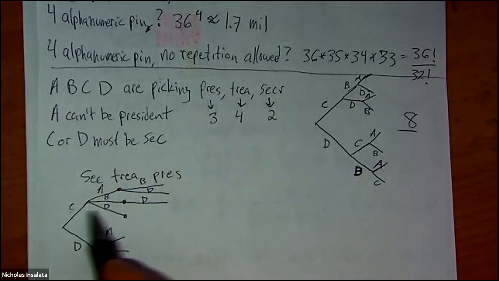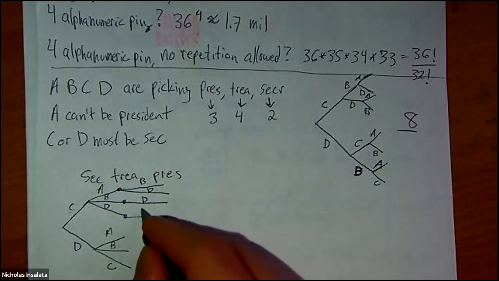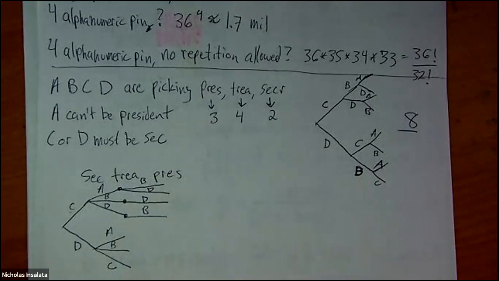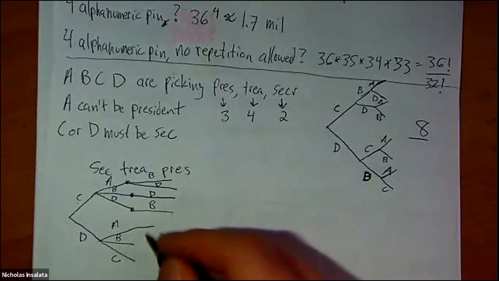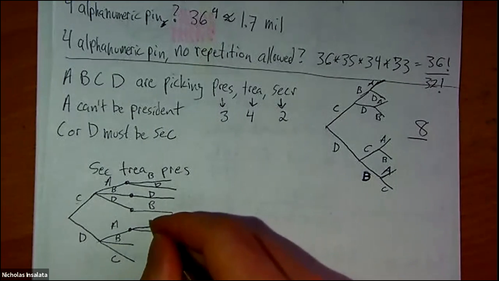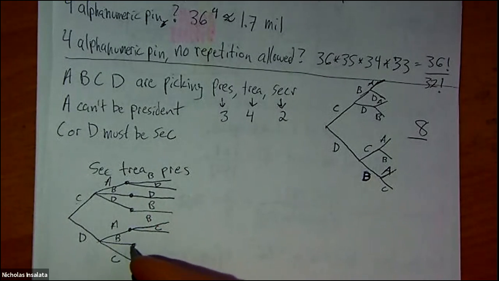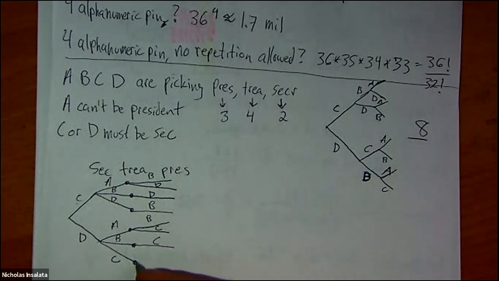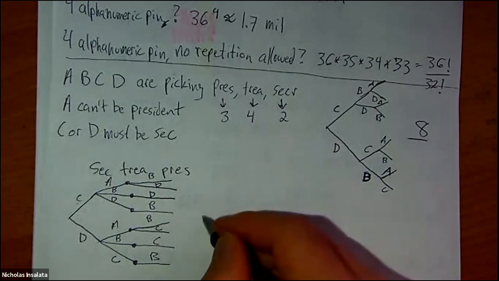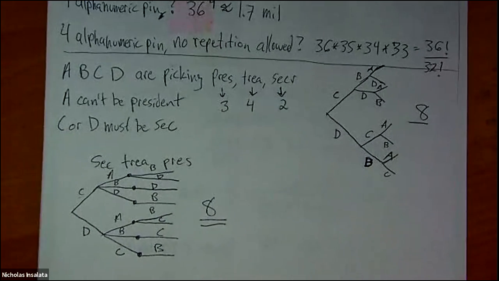Same thing here, right? C and D have been used. The only person left is B, right? So there will only be one choice since A is not allowed to be president. Here, again, we'll have two choices for president, which would be B and C. But here, since A can't be president, we only have C left, and here we only have B left. So again, we have 8 total, right? But the tree looks a little different in that case.